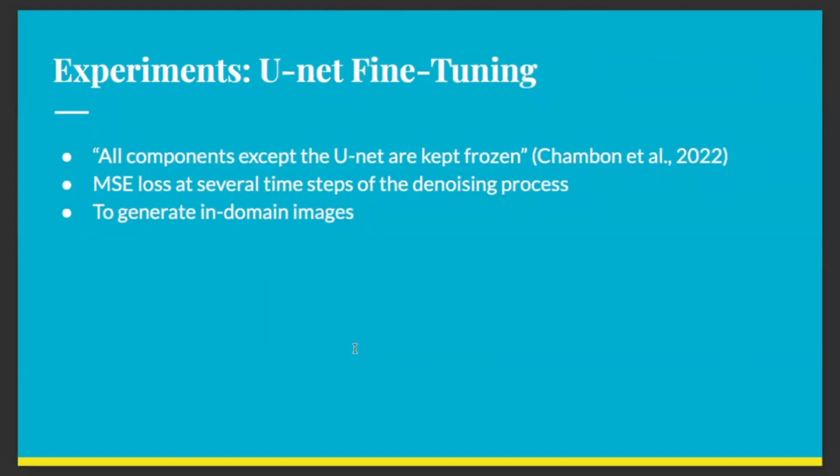Another experiment was the UNet fine-tuning, where all components of the Stable Diffusion model except the UNet are kept frozen. And mean squared error loss was used several times in the denoising process. And this was meant to generate hopefully more accurate chest X-ray images, which were then compared to images from the untuned UNet model using the Frechet image comparison metric mentioned earlier.